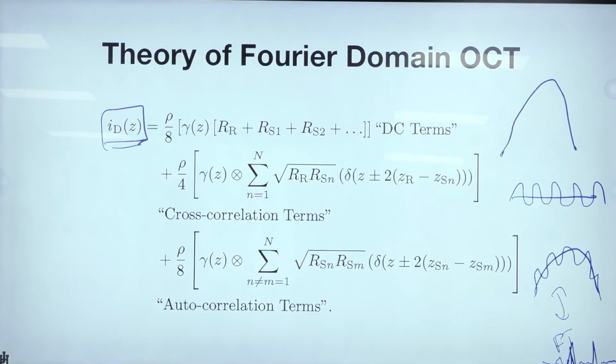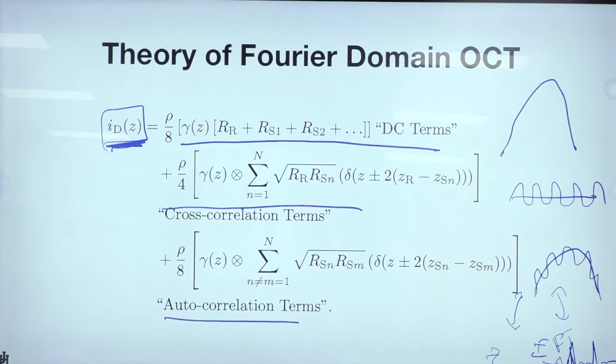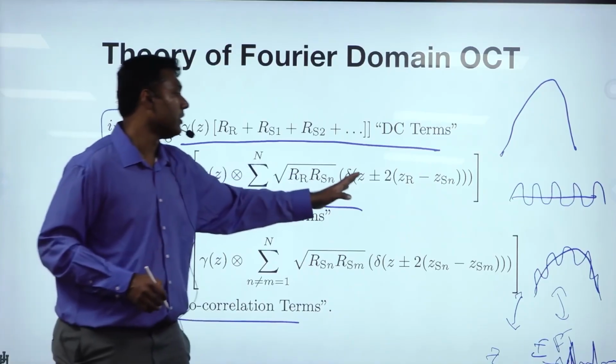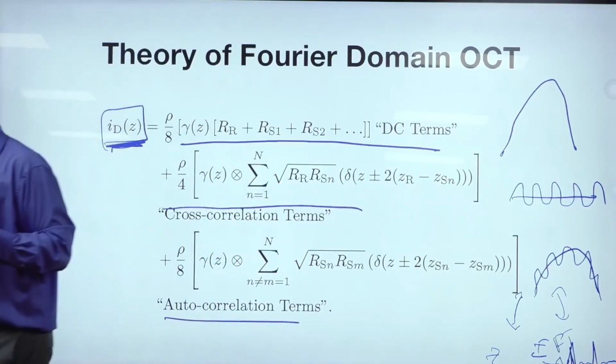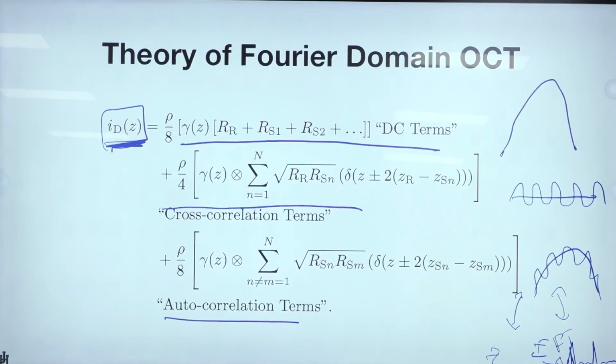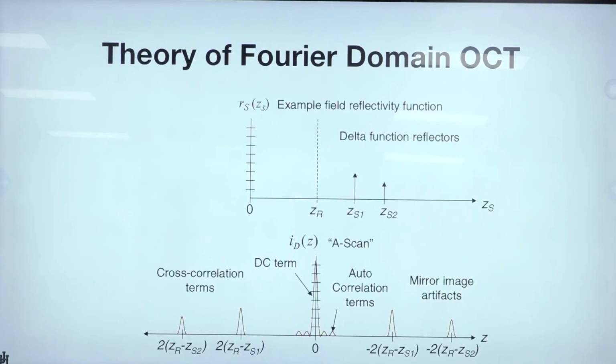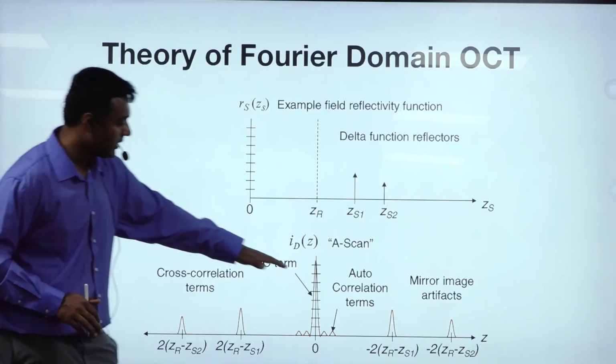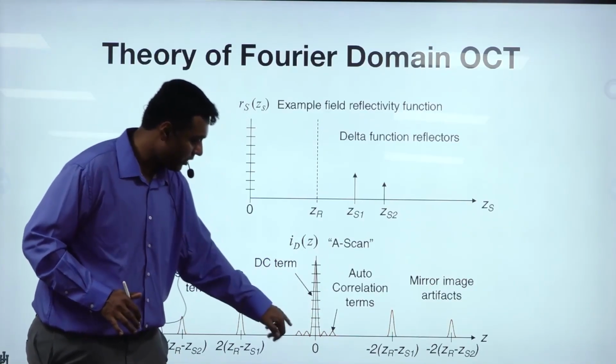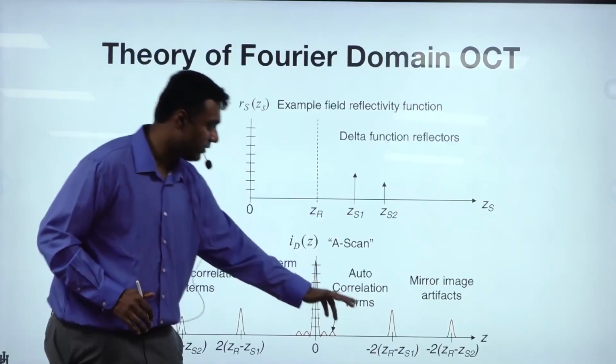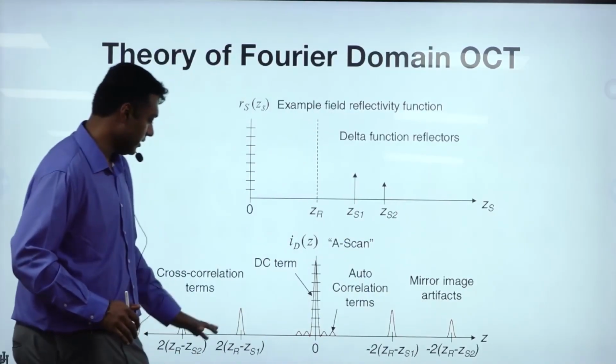So inverse Fourier transform, or IFT, and the frequency becomes the spatial Z domain again. So this is the DC term, this is the cross correlation term, this is the autocorrelation. This is an easier way to look at it. Basically, the autocorrelation terms are very small. Then this is the first reflection, this is the second reflection, and so on.